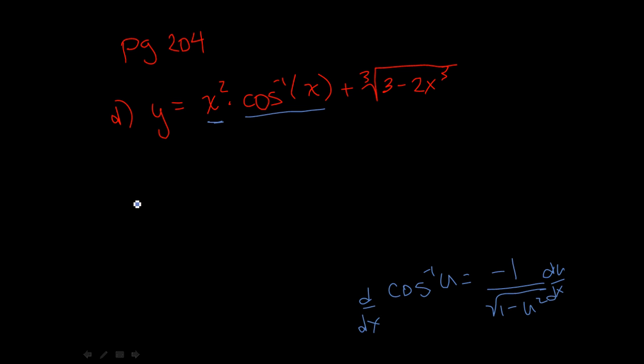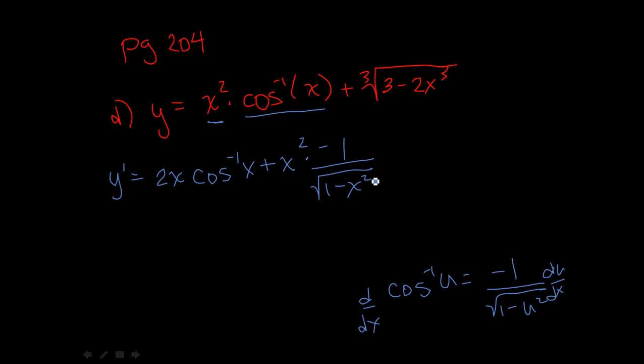Okay, so here we're doing the product rule. So I'm going to take the derivative of the first one and leave the second one alone. And then plus, leave the first one alone and take the derivative of the second. So it's going to be -1 over the square root of 1 minus, in this case, u is just x. Okay, and now we do the derivative of the second part. This is a separate deal. So it'd be 1/3 (3 minus 2x cubed) to the -2/3 times -6x squared.